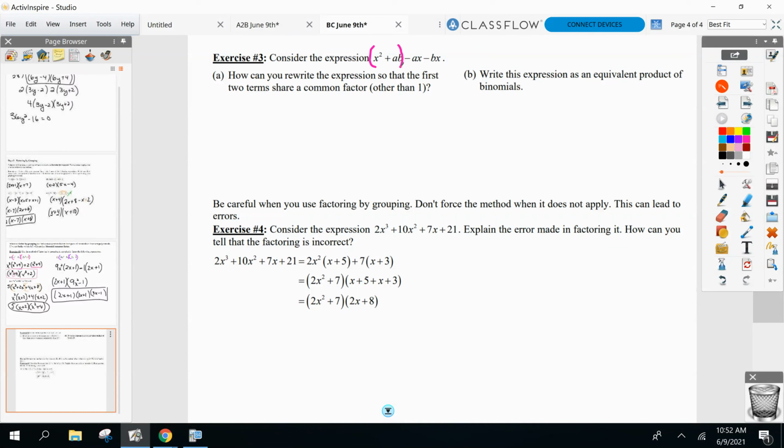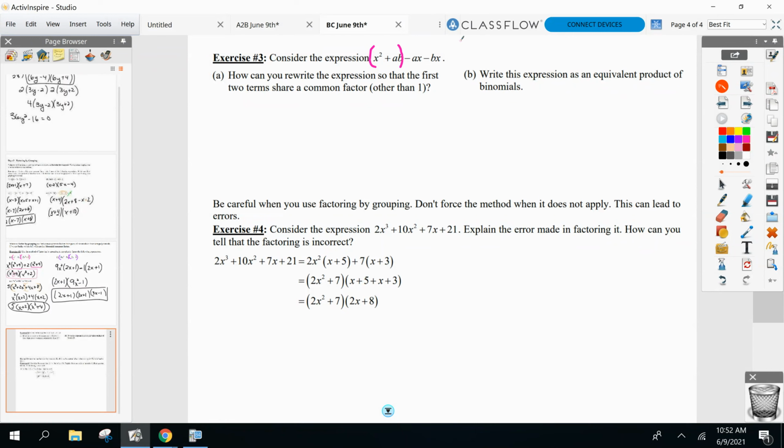But does everybody see when you group those first two, there's nothing to take out? So you can't continue grouping if there's nothing to take out. If that's the case, one of your groupings does not have a GCF, so rearrange the order. Rearrange the order of the original problem so that you can take out a GCF from both.